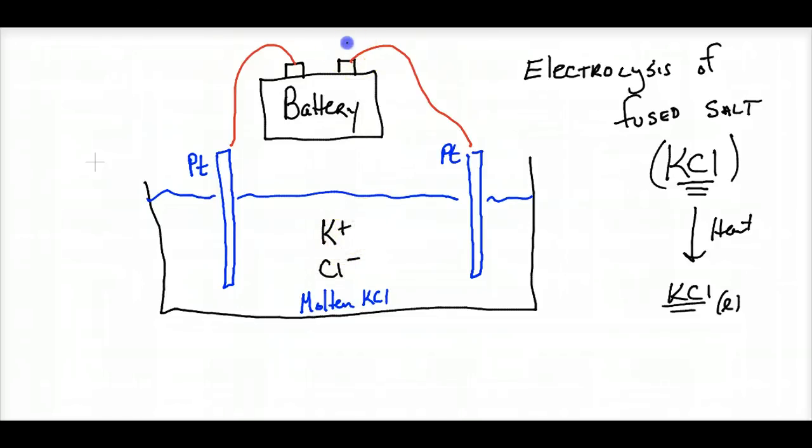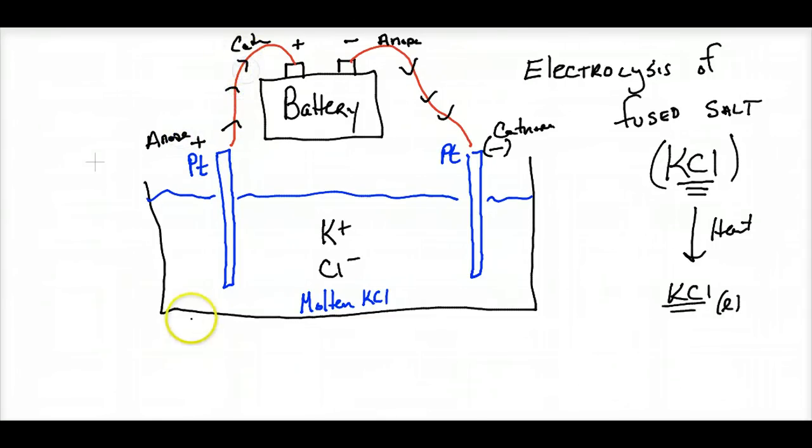Now, the battery is negative here. It's the anode of the battery is here. The cathode of the battery, positive, is here. And as we've learned, this negative makes this negative. This positive makes this positive. Electrons flow from the anode to the cathode. So this is the cathode, which is negative in an electrolytic cell. And this is the anode, which is positive because this is positive. How do I know it's the anode? Electrons flow from the anode to the cathode. Now, the battery pumps out electrons.